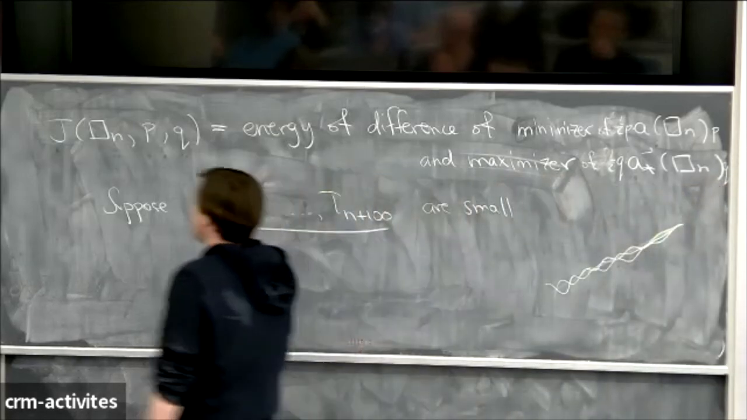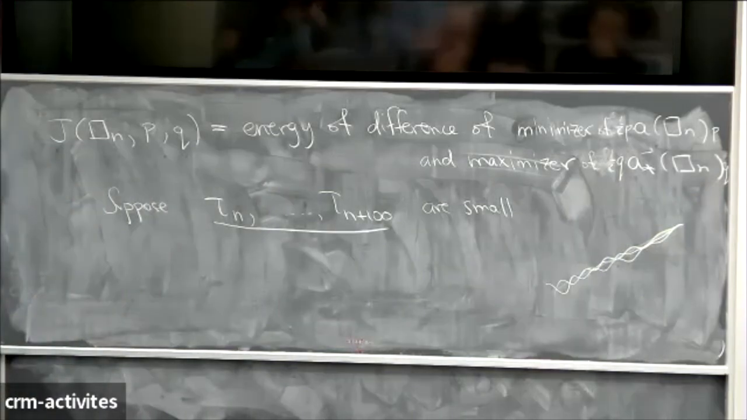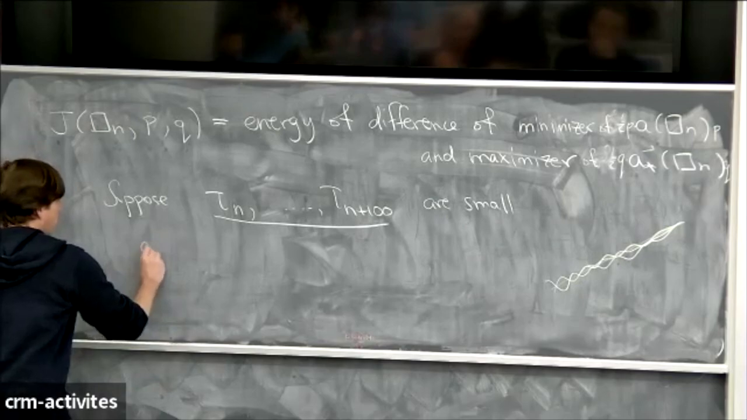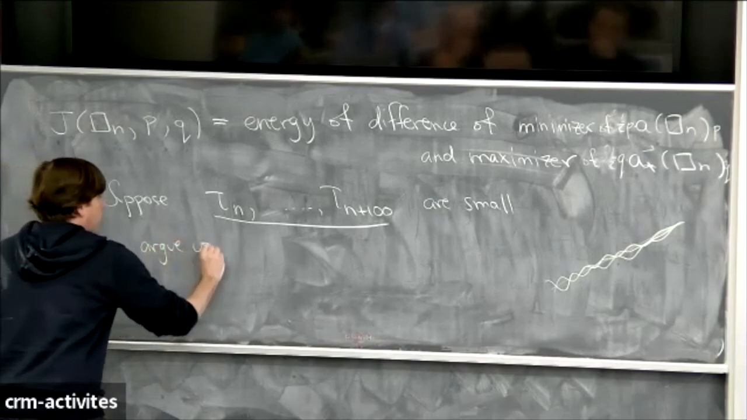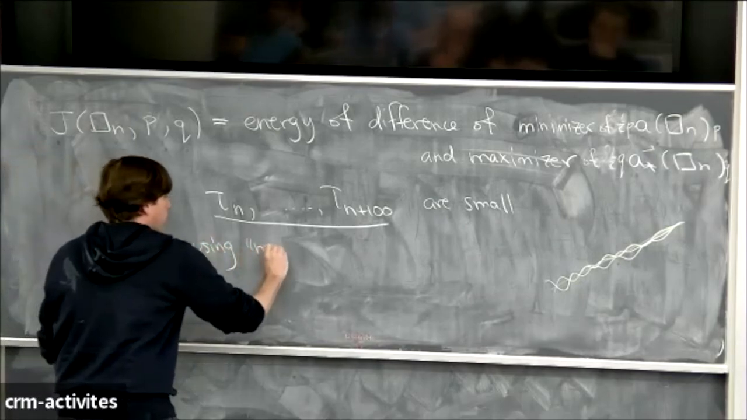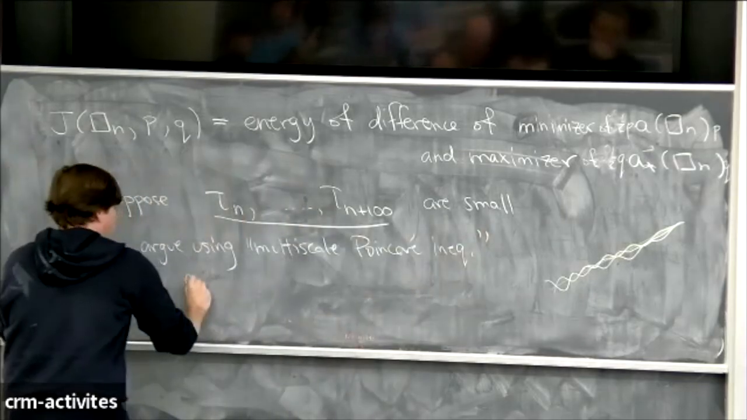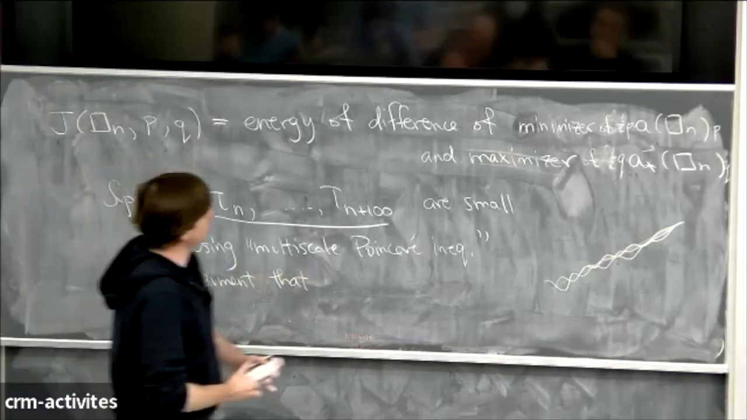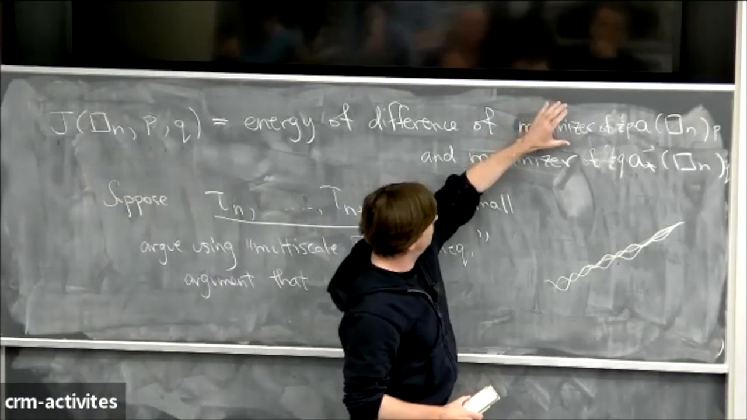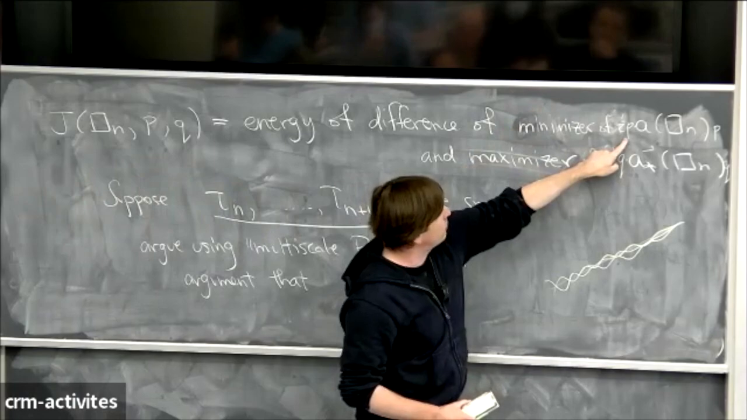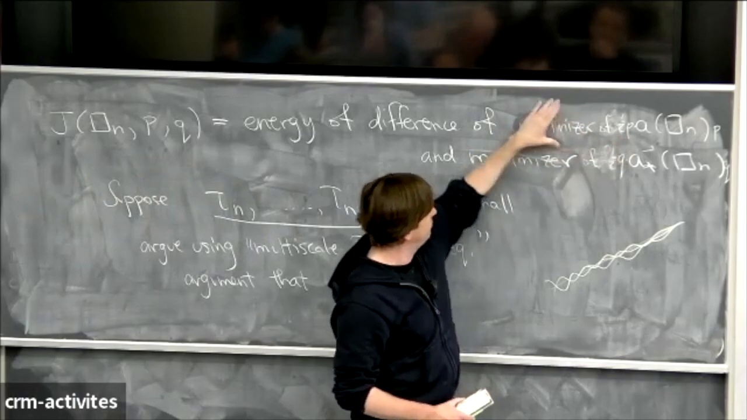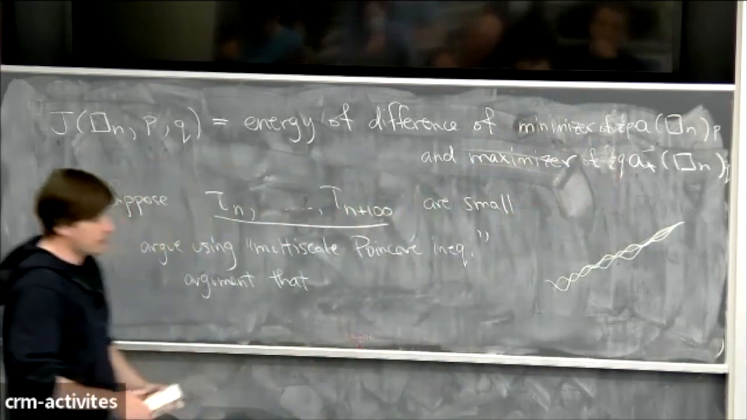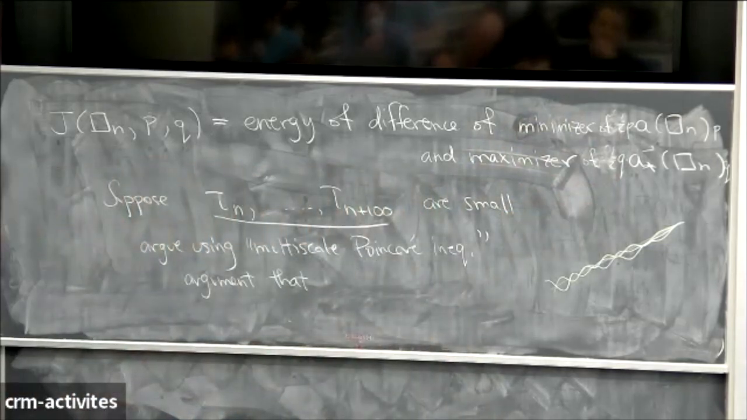Very hand wavy, this is what you do. So you argue, using a multi-scale version of this Poincare inequality argument, that the solutions parameterized over all parameters P of these minimizers, and the solutions parameterized by these maximizers over all Q, are up to a small error parameterizing the same set of solutions.